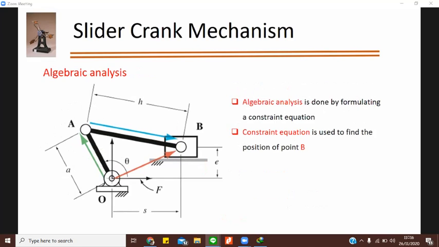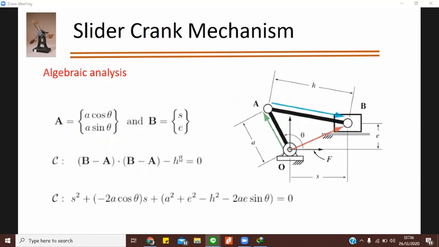So algebraic analysis is done by formulating a constraint equation, basically, right? So the constraint equation is used to find the position of B. If you're giving some input at O, meaning in theta, what will be the position of B with respect to that input? So let's write the constraint equation. A we already know is A cos theta, A sin theta, and B is S and E. So we are defining with respect to the frame O. So the constraint equation: write it as (B minus A) into (B minus A) minus H square is equal to 0. So we just have to equate it to 0. That's the constraint.